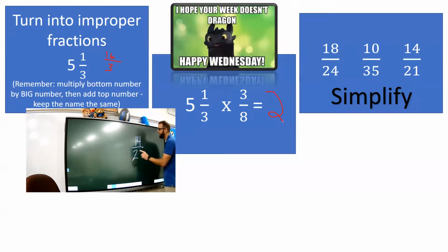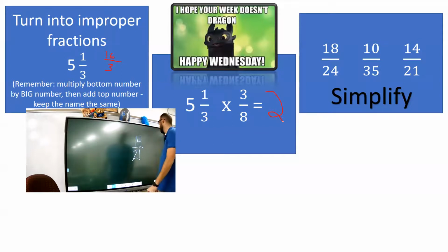Well, they're not both even, so I can't just cut them in half. What else could I do? Threes? No, I can't count by threes for 14. And sometimes you won't see it. You literally won't see it. Not all the time, but once in a while you won't see it. So you're just going to say, it might be simplified. I think maybe it's simplified.